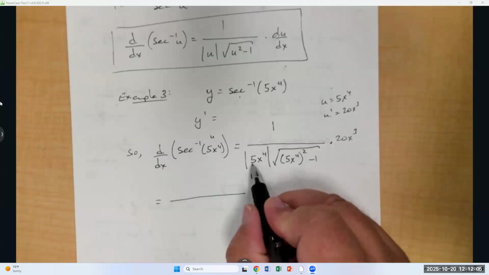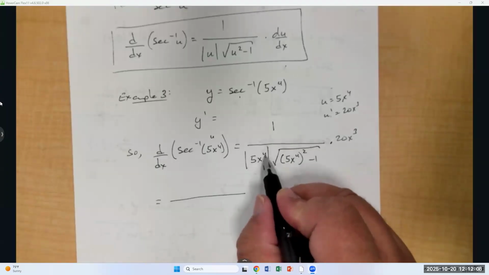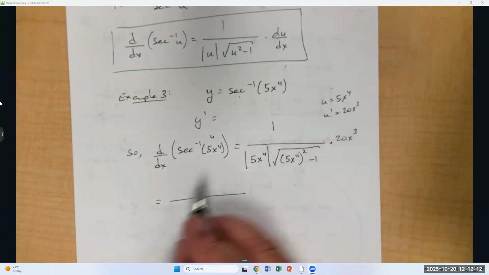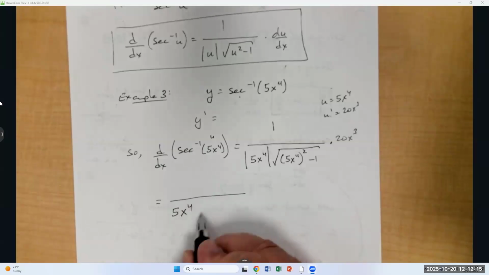Five is a constant, it'll never be negative. X to the fourth, in this example, can never be negative, so we don't need the absolute values.